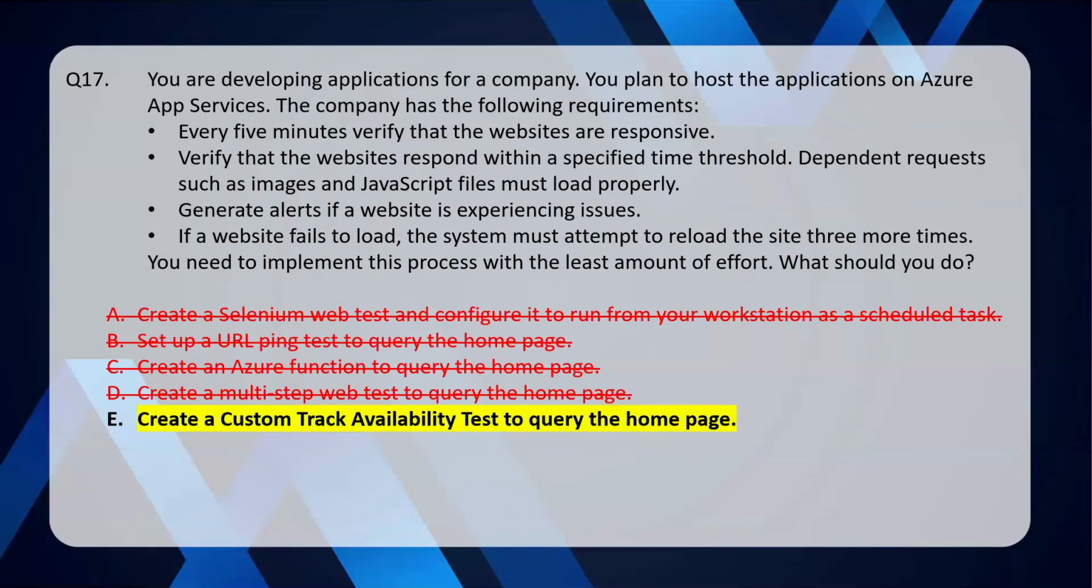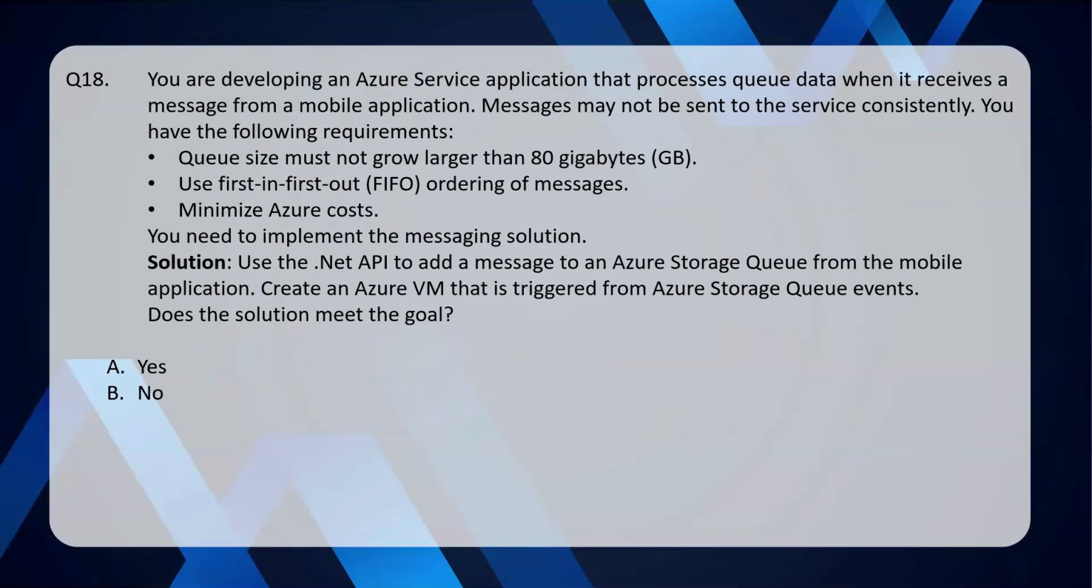Next question. You are developing an Azure service application that processes queue data when it receives a message from a mobile application. Messages may not be sent to the service consistently. You have the following requirements. Queue size must not grow larger than 80 gigabytes. Use first in, first out ordering of messages, and minimize Azure costs. You need to implement the messaging solution.